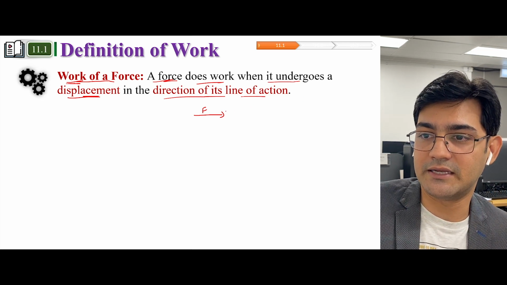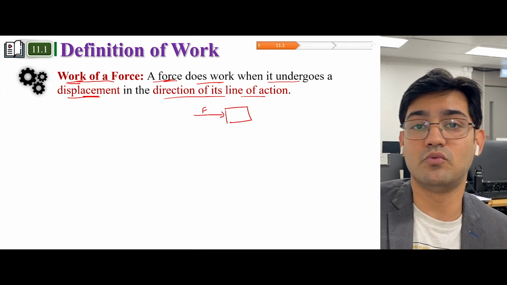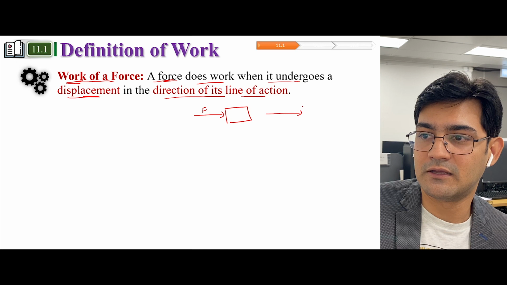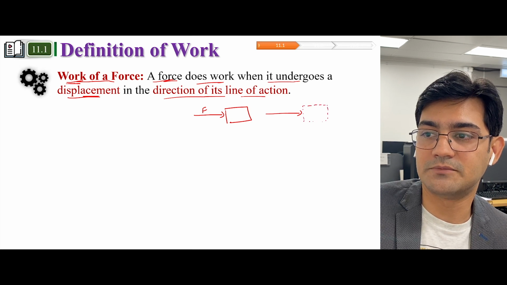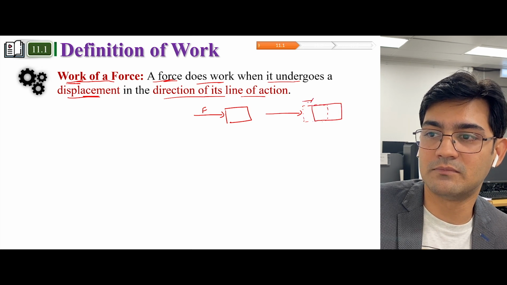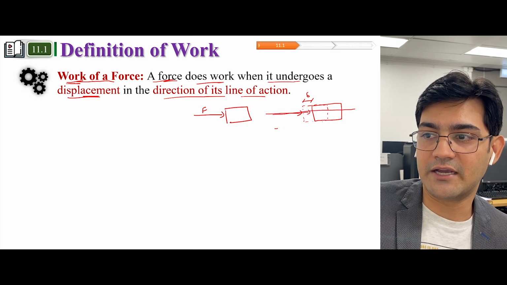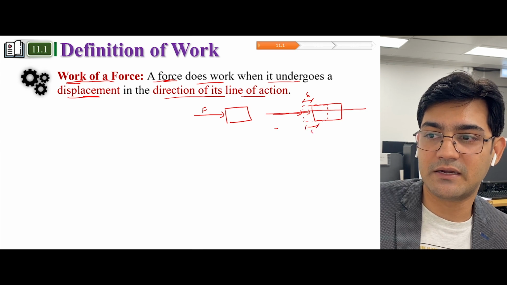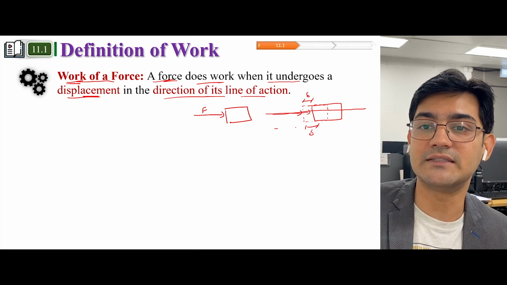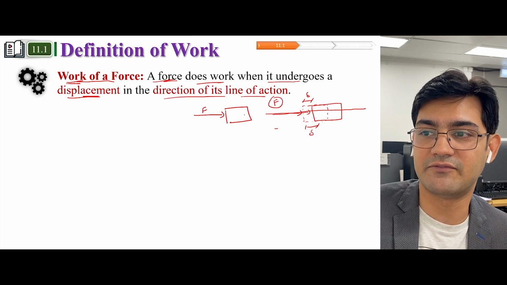What I mean by that is, if there is an object and a force is applied on the object to move that object, this was the original position, and when we applied a force, the object moves some distance delta. So this is the line of action of the force, and the displacement is also happening in the direction of the force. If that's the case, then we can say that this force has done work. This is what the definition is saying.